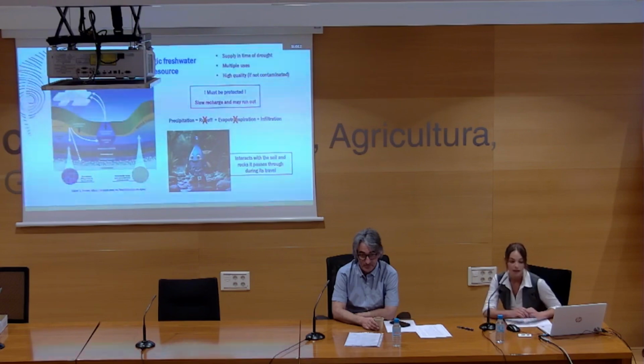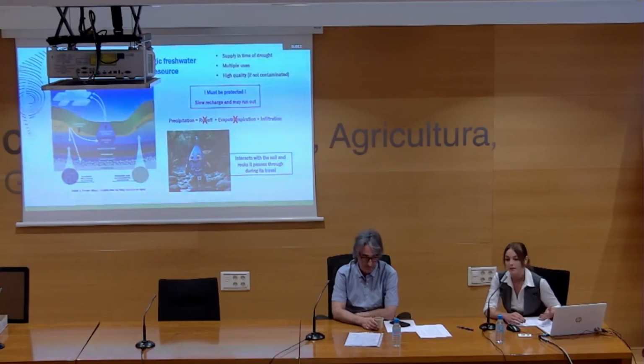When we're talking about groundwater, we're referring to both the unsaturated and the saturated part of the soil. And this represents a strategic freshwater resource. Mostly, the saturated part of the soil can supply water even in time of drought, and we can use it for multiple scopes, such as irrigation, drinking purposes, or industrial processes. And when not contaminated, it could also have a high quality. That's why we must protect this resource, because it's very vulnerable for two reasons mostly. Because of the slow recharge of the aquifer, and because if not properly managed, it can run out easily.